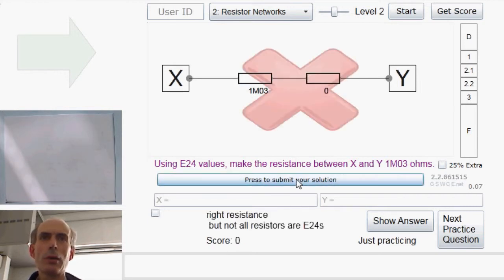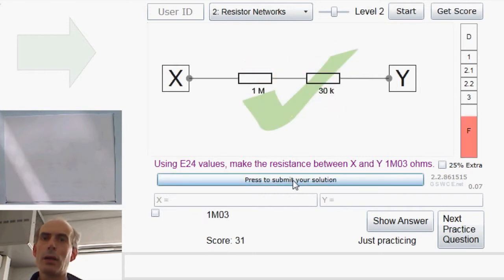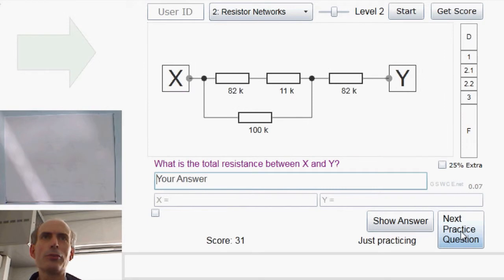And if I try and submit that, it will say, right resistance, but not all resistors are E24s. They're not. However, 1 meg is, and so is 30K. And if I use those two, I get the right answer. These can be a little bit tricky, especially when they're in parallel. But I don't think you get parallel ones at level 2. Here's a more straightforward one.